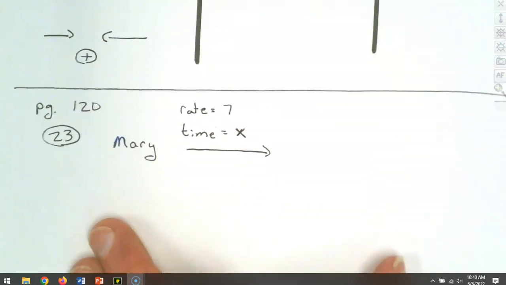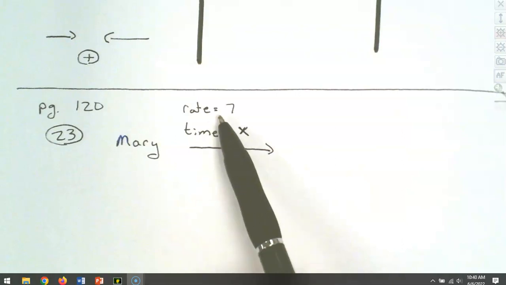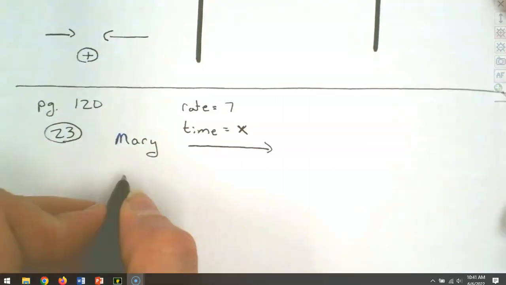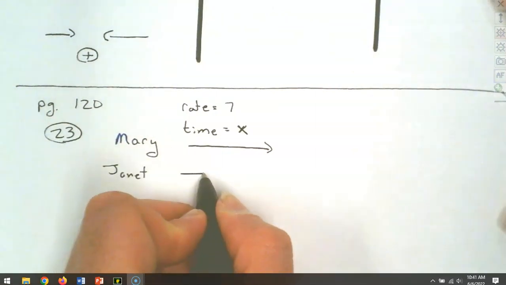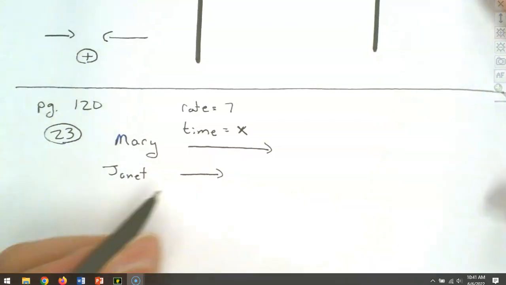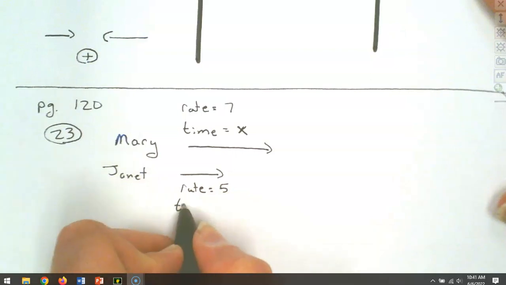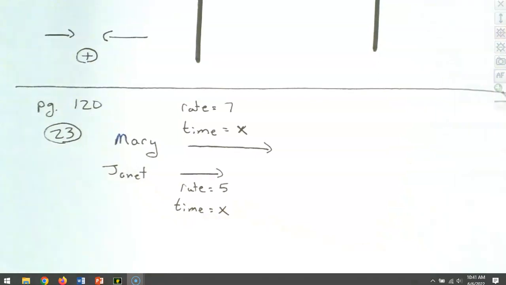So this is what we've got so far. We've got Mary. We've got our vector. Vector just means the arrow. Mary is going at 7, unknown amount of time, and she's racing against Janet. And Janet's not quite as fast. So Janet's rate is 5, and Janet's time is the same. It's unknown, and so that's an x.